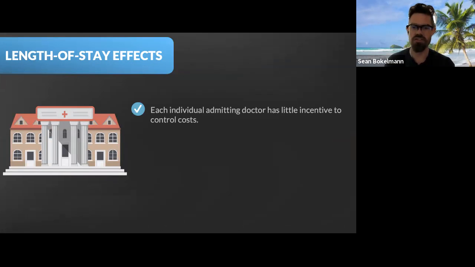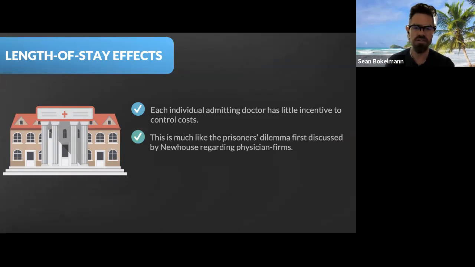So this is really one of the first problems with this setup, is that every individual doctor has very little incentive to control costs on their own. So this is a situation that's real similar to prisoners' dilemmas, right? Particularly the issue discussed by Newhouse that we saw when we were learning about physician firms, right? The physician firm has a group of physicians, and it would benefit everyone in the group to reduce costs, but no one has an individual incentive to do that.